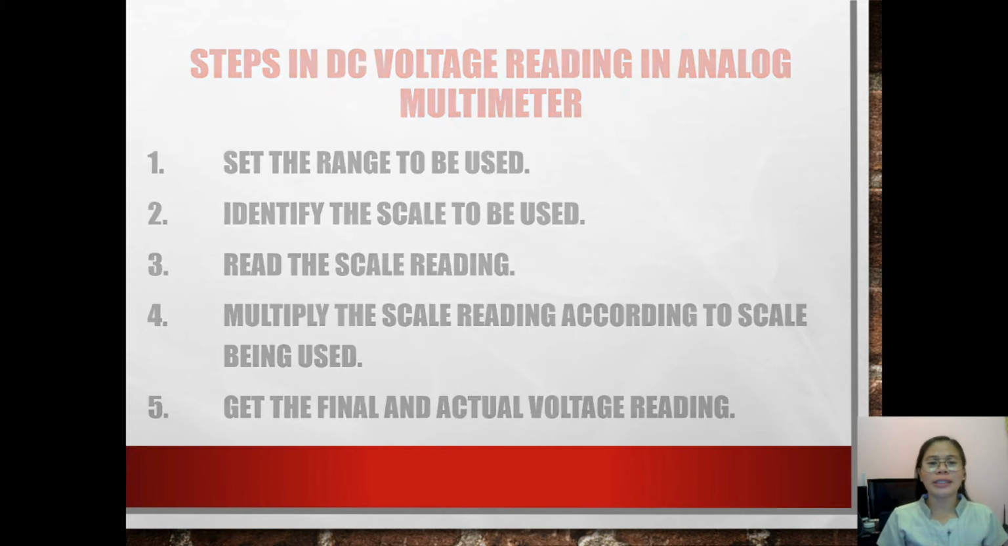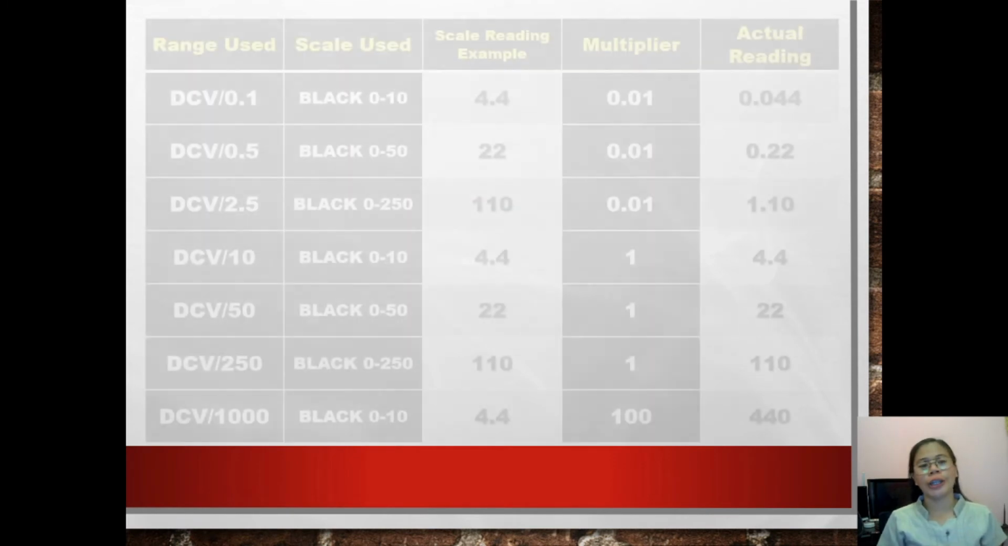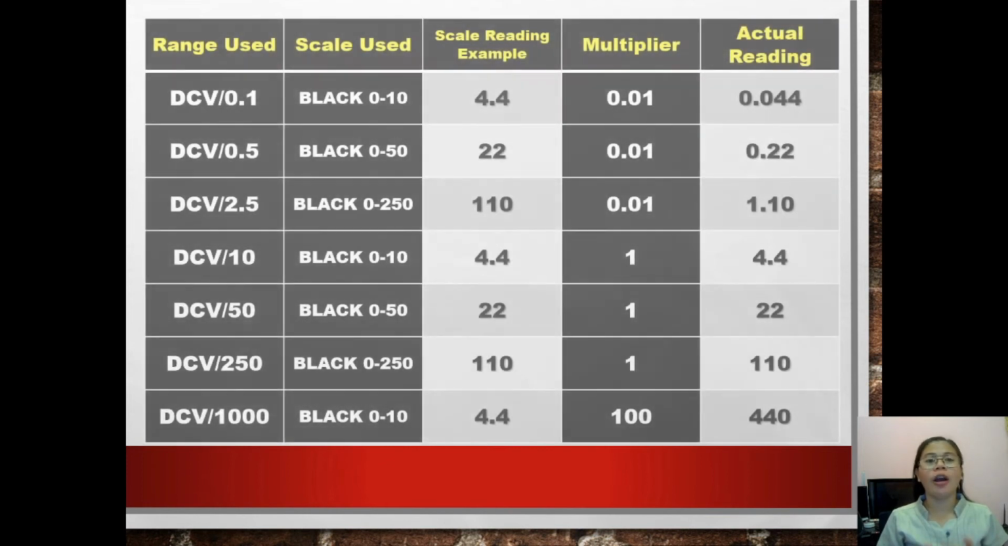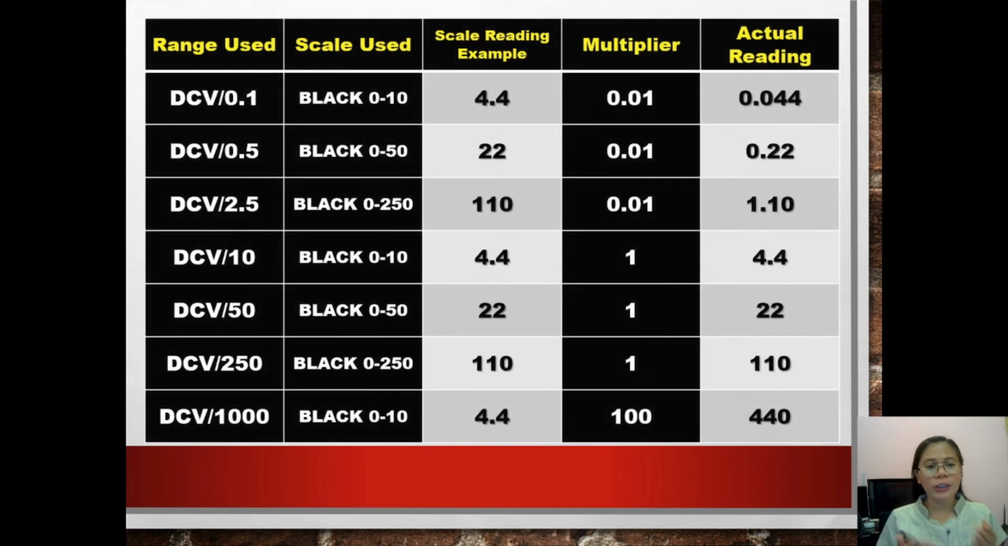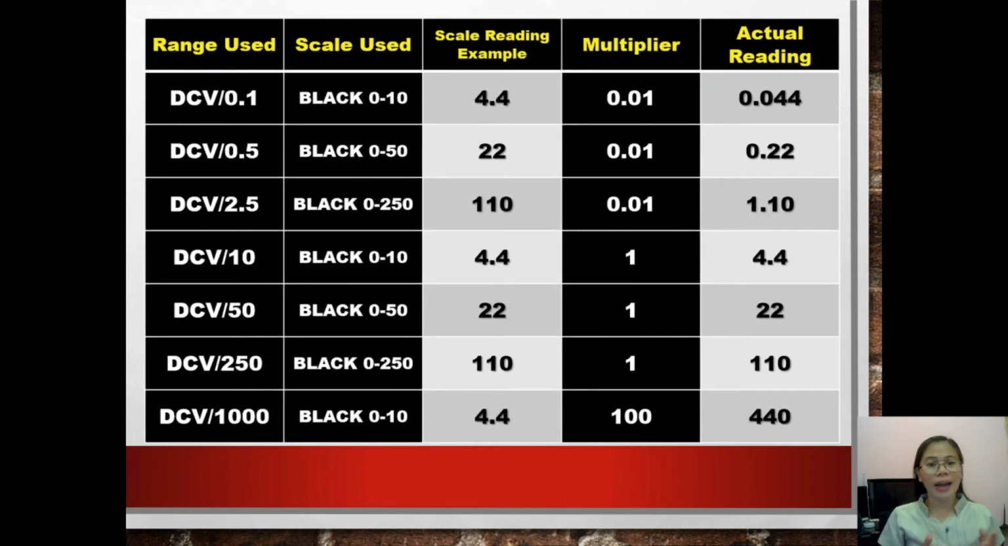Now that you know the steps in DC voltage reading in analog multimeter, let us proceed to our next discussion. Our next discussion is all about the DC voltmeter chart. As you can see in our voltmeter chart, there is a black area and a gray area. The black area is the information that cannot be changed. It means that information is standard and we are going to use it all throughout the steps on voltage reading in analog multimeter.